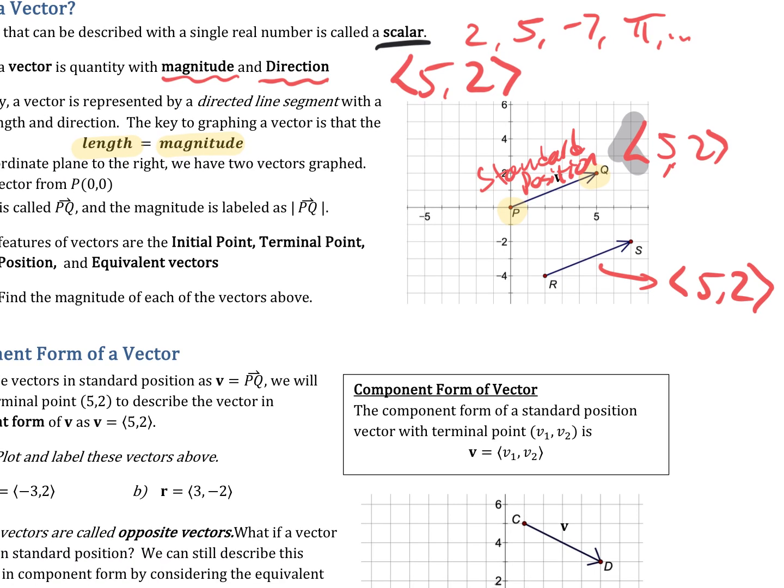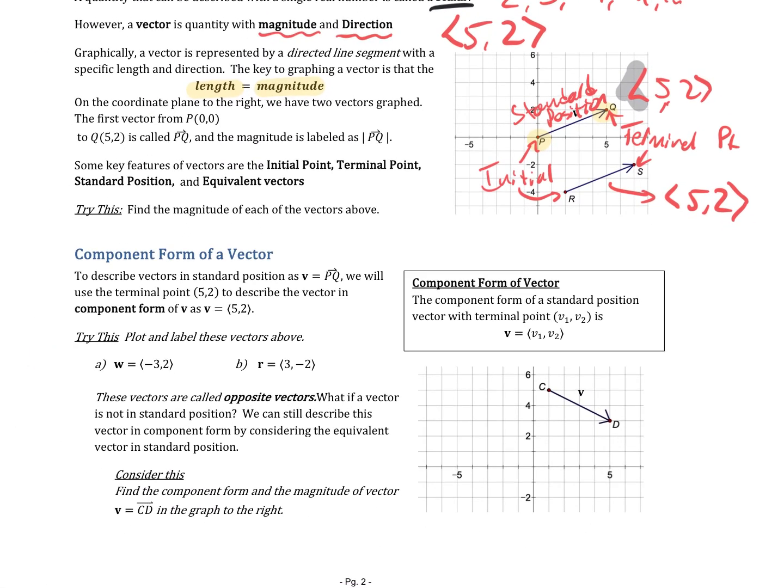But they both have an initial point and a terminal point. So they start at one place and go to another. And <5, 2> represents the horizontal and vertical components of these. This is what we call the component form, what I've been writing there. The component form of the vector above is written as <5, 2>.